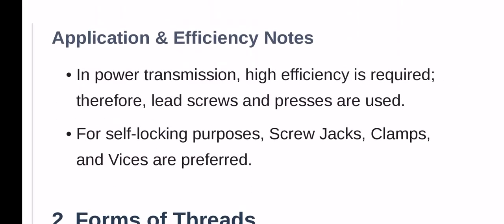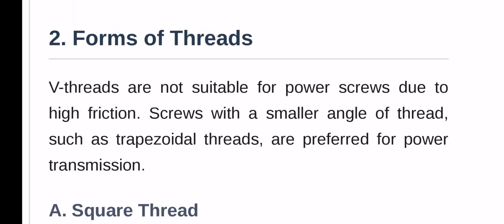Applications and efficiency notes. In power transmission, high efficiency is required. Therefore, lead screws and presses are used. For self-locking purposes, screws, clamps, and vices are preferred. Form of threads: V threads are not suitable for power screws due to high friction.